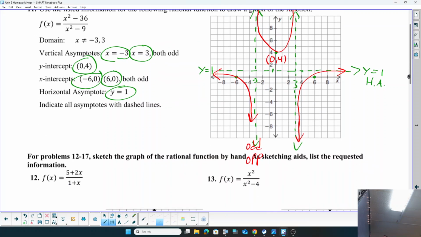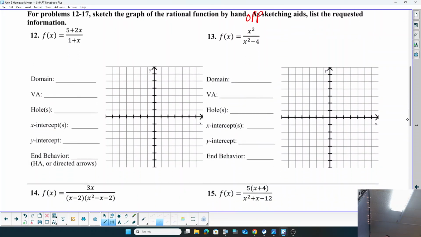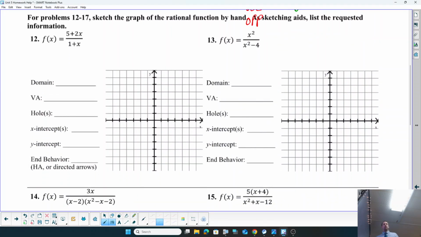Okay, so now try number 12 on your own while we look at 13. Try 13 on your own. Remember, you're not going to get this for the test unless you try it on your own first. Pause me. The train's waiting for you to pause me. Try it on your own.